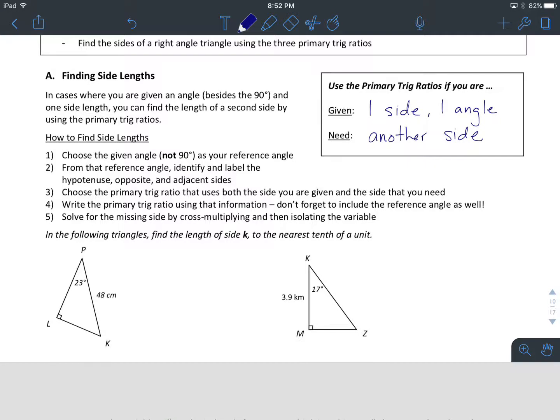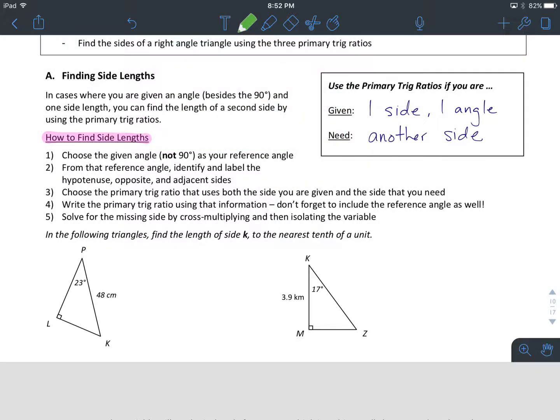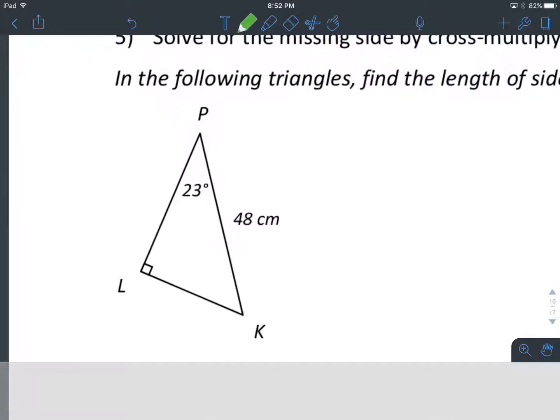Now, as usual, we have a set of instructions here on how to find side lengths. I'm not going to read through them. You can read through them at your own pace or at your leisure. I'm just going to take you through an example of how we would go about actually finding our side length given one side and one angle. So let's start here with our first triangle.